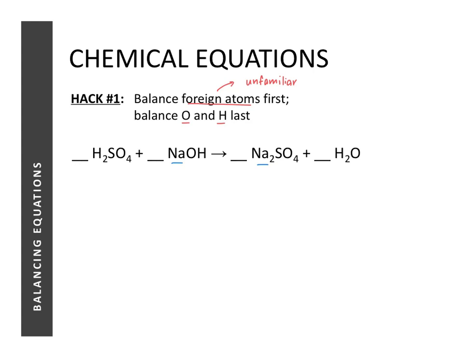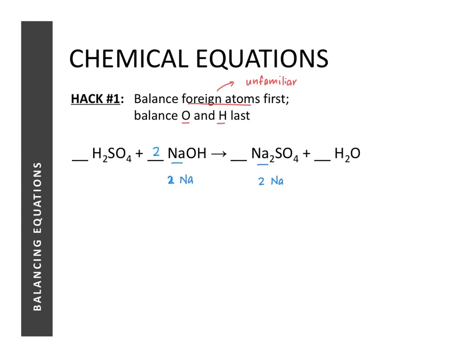Let's look at the number of sodium atoms on the left and on the right. The number of sodium atoms on the left would be 1, and the number of sodium atoms on the right would be 2. So once again, how do we balance the number of sodium atoms? By adding a number in front of the substance. So we need to add a 2 in front of sodium hydroxide. Once we do that, we end up with 2 sodiums. So now my sodium atoms are balanced.